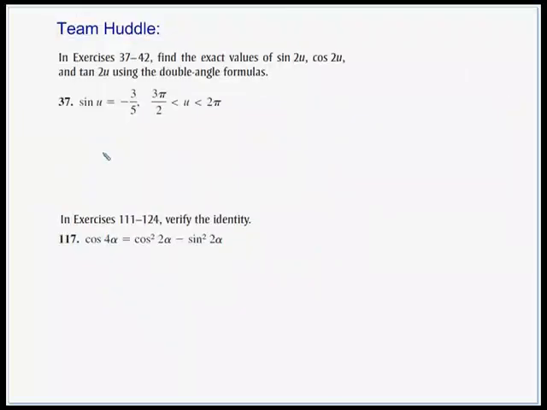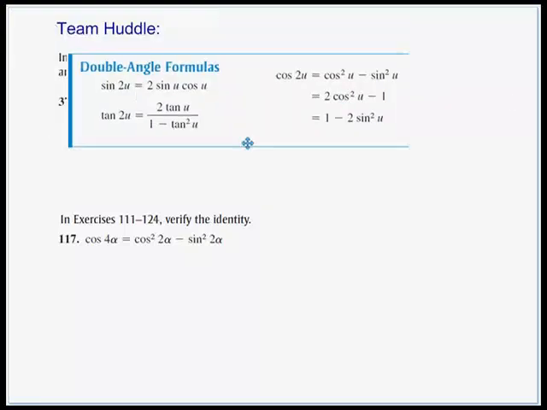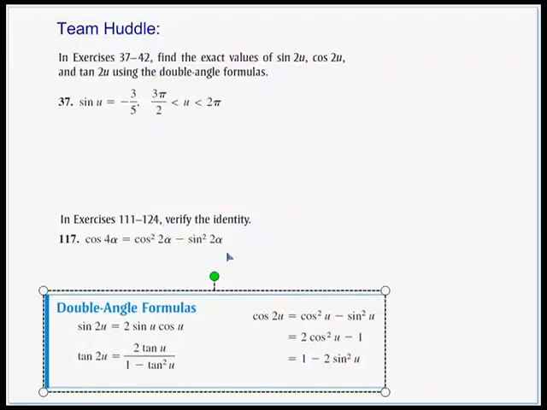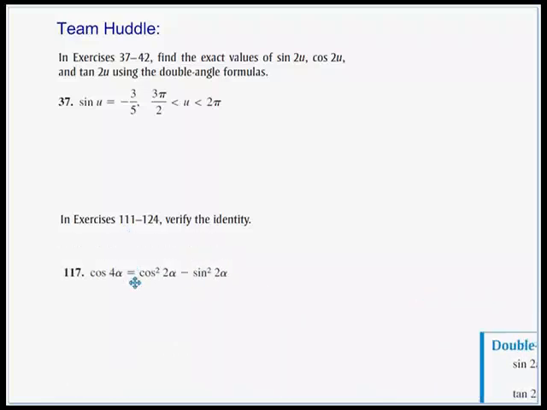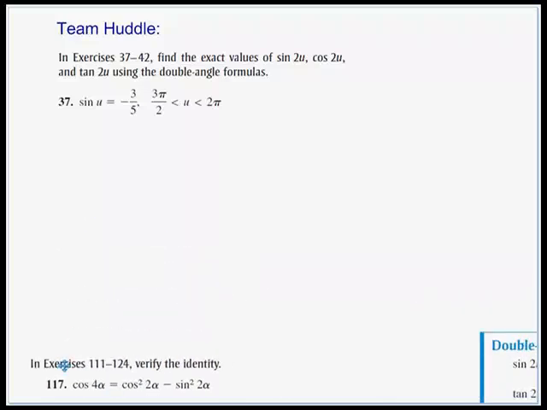So here's a couple practice problems. The first one is very similar to the first example. Set up a triangle in the given quadrant and find sine, cos, and tangent of the angle 2u. And then in the next one, 117, it just says verify the identity. That's just a real quick substitution with our new double angle formulas. You know, this side is real close to something down here. So pause the video, try the problems, come back, check your answers.